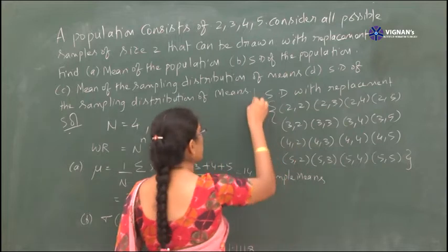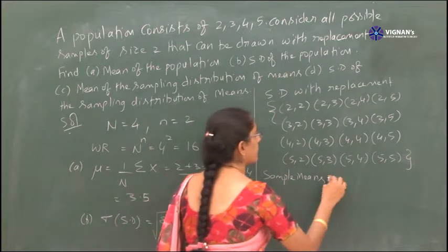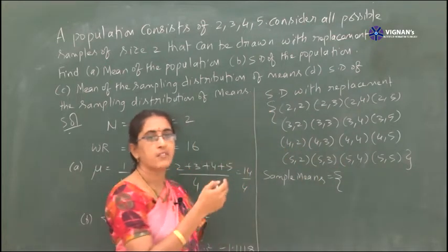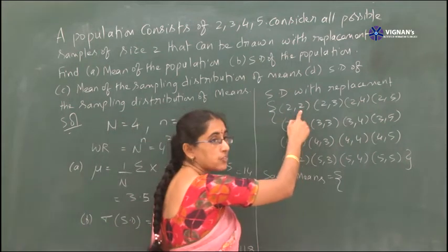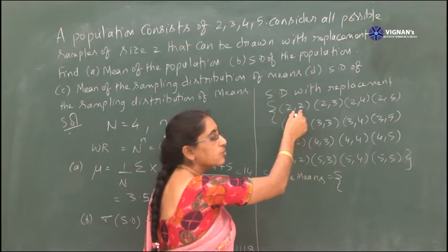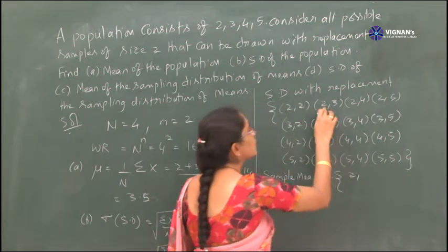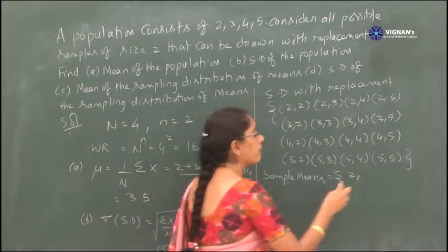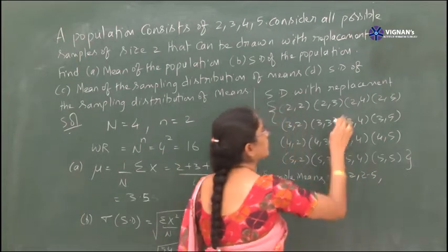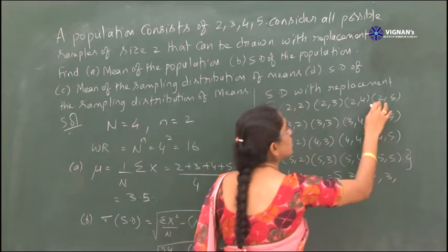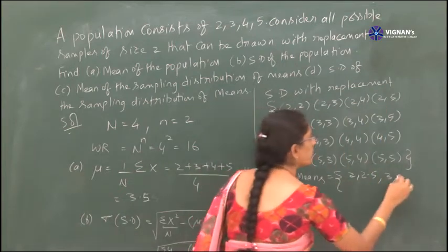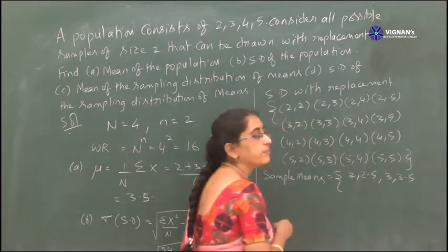Right? So the sample mean formula is the sum of all observations divided by the number of observations. So 2 plus 2 is 4. How many elements do we have? 2. So 4 by 2 is 2. 2 plus 3 is 5, 5 by 2 is 2.5. 2 plus 4 is 6, 6 by 2, 3. 2 plus 5 is 7, 7 by 2, 3.5. Okay?